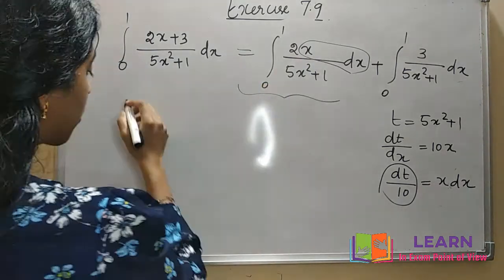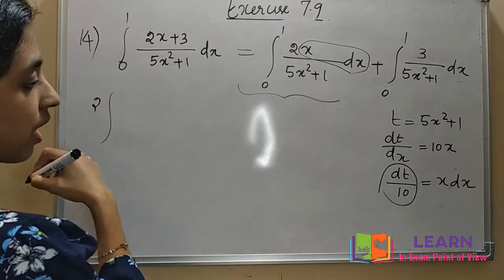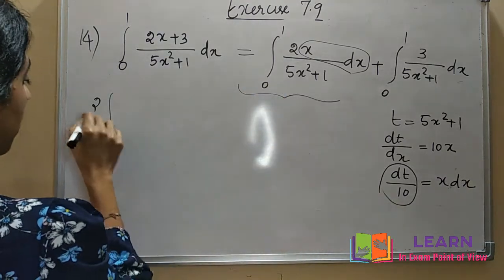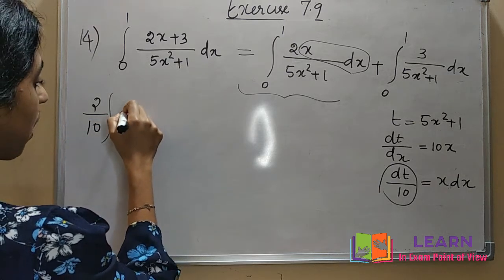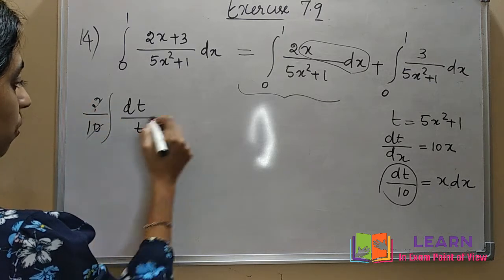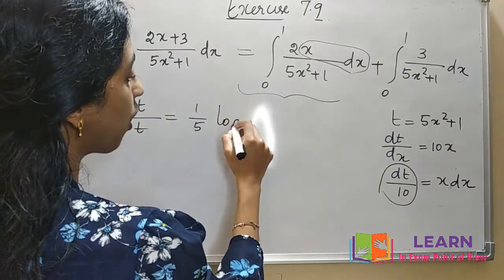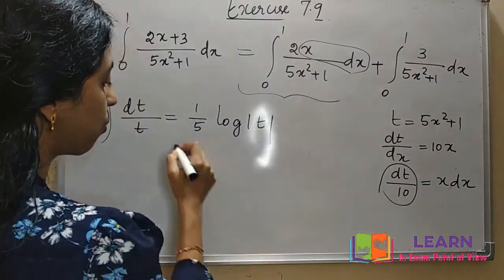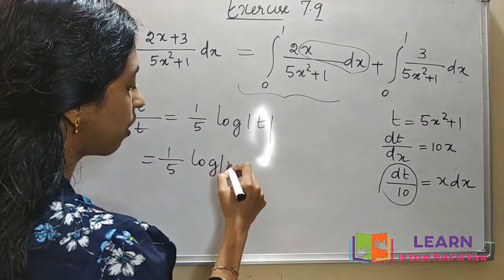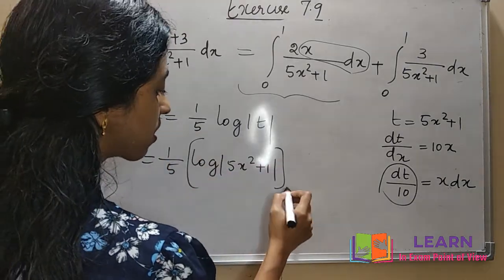Okay, now just integration. So we are going to integrate. 2 you can take outside, then that 10 you can take outside, so by 10. So we have dt by t, right? That will be 1 by 5. 1 by t integrating, you will get log mod t. So now give the value of t, that is log mod 5x square plus 1 is the t value. Now apply the limit 0 to 1.